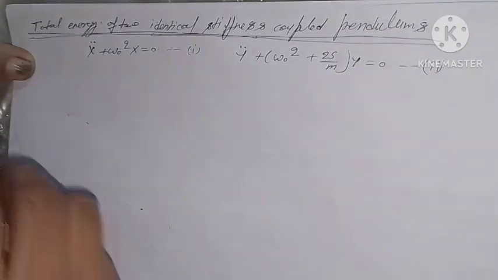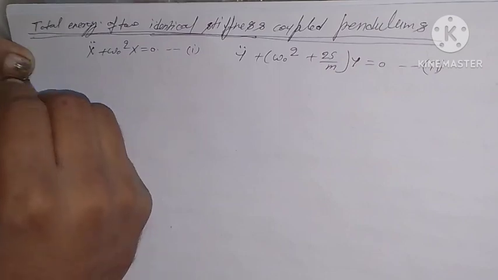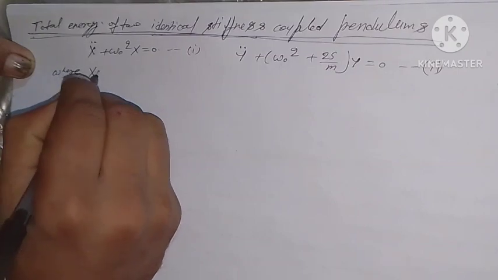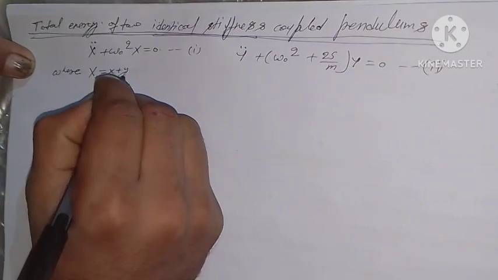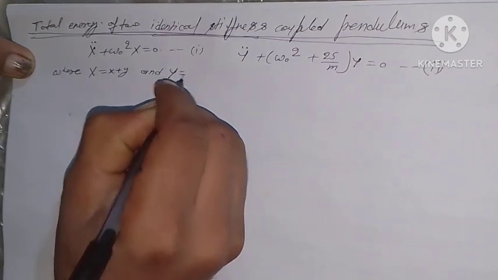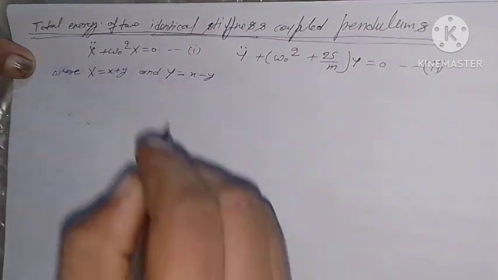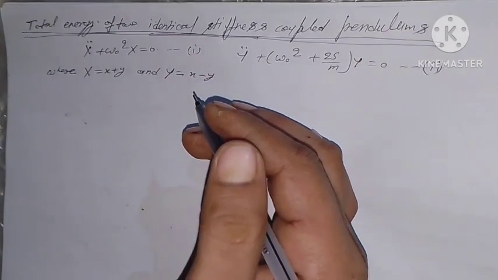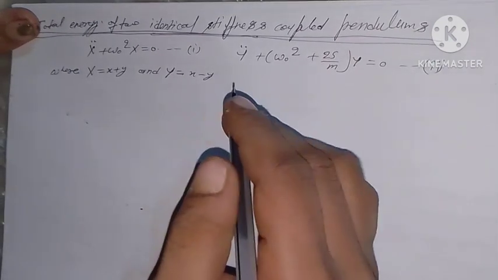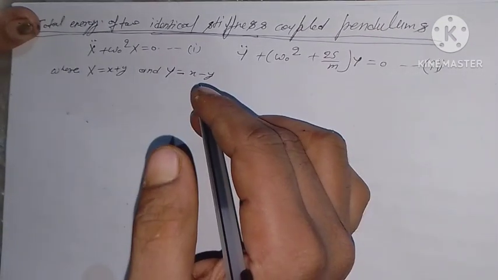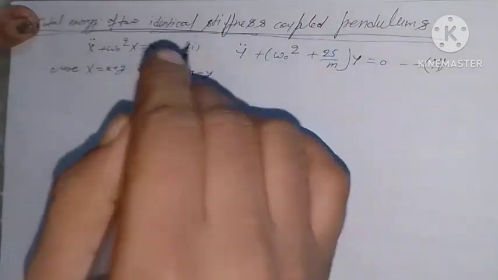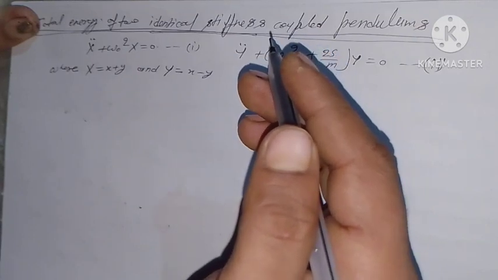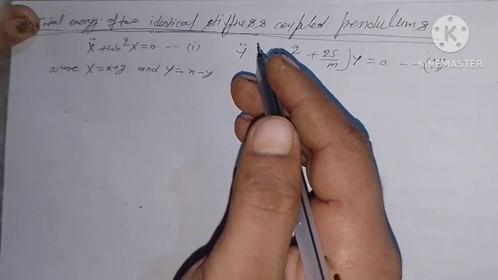This is equation number 2, where capital X equal to small x plus y and capital Y equal to small x minus y are the normal coordinates of the system. x and y are the displacement, in the same direction, of the pendulum A and B respectively as shown in the previous figure, and omega naught square equal to g by L, where L is the length of the pendulum.